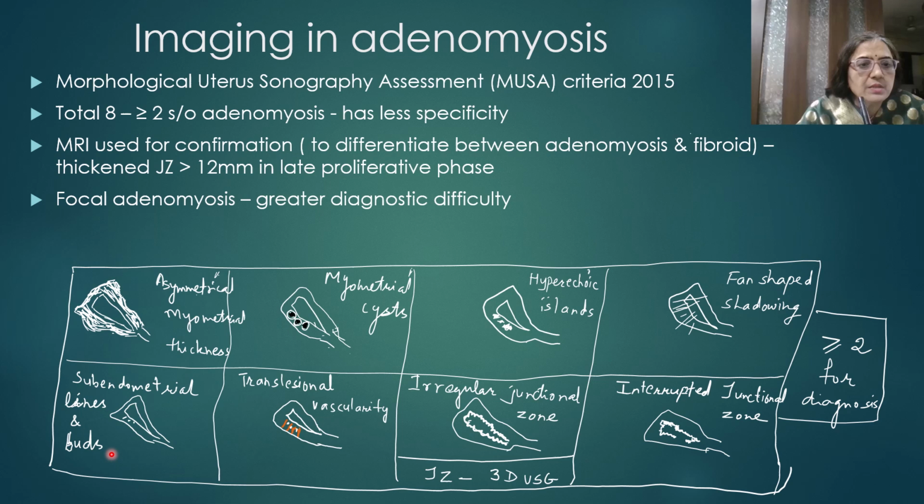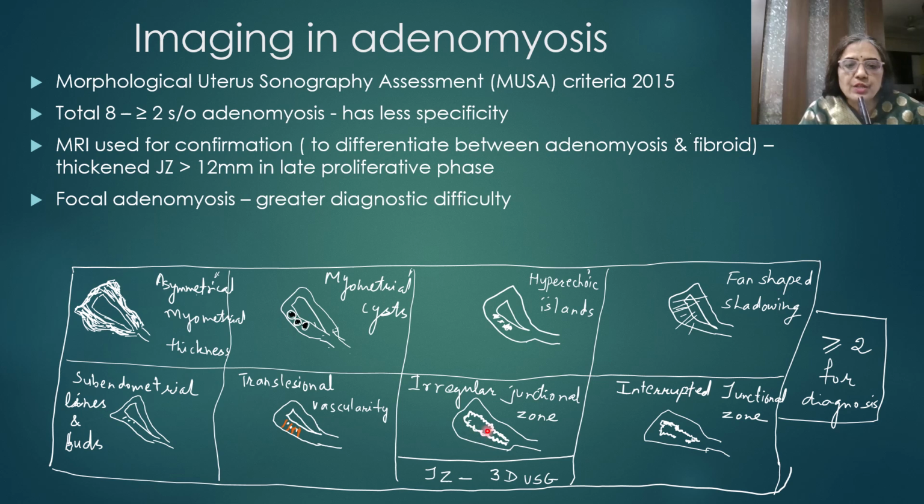Then subendometrial lines and burrs are observed by transvaginal sonography. There is translesional vascularity. That means a lesion is seen and vessels are seen in between on Doppler. Whereas in a leiomyoma, the vessels are present at the periphery and the center remains avascular. Whereas if there is a focal adenomyosis, translesional vascularity is seen.